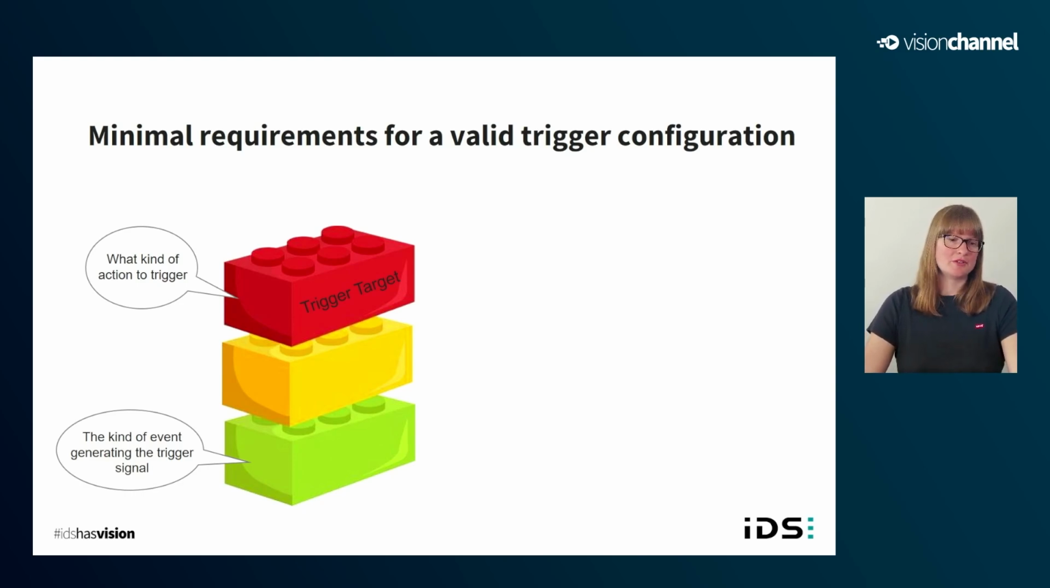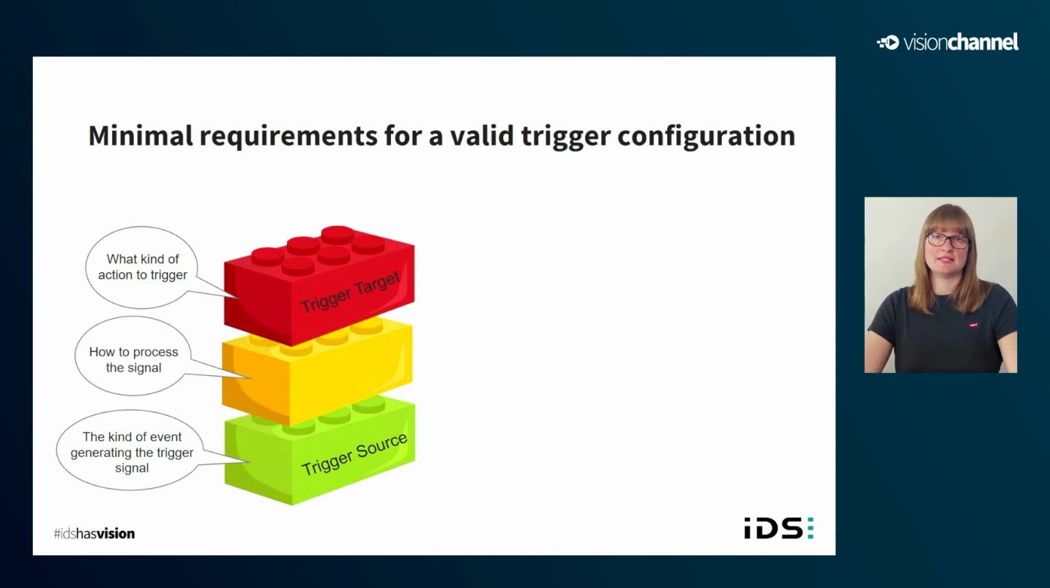There is a huge amount of signals and trigger sources available, which we'll look at in a few minutes. You also have the possibility to define how the signal coming from the trigger source should be processed. This Lego brick is called trigger configuration here. You can, for example, put a delay on the signal or say that the camera should only react on every nth signal.